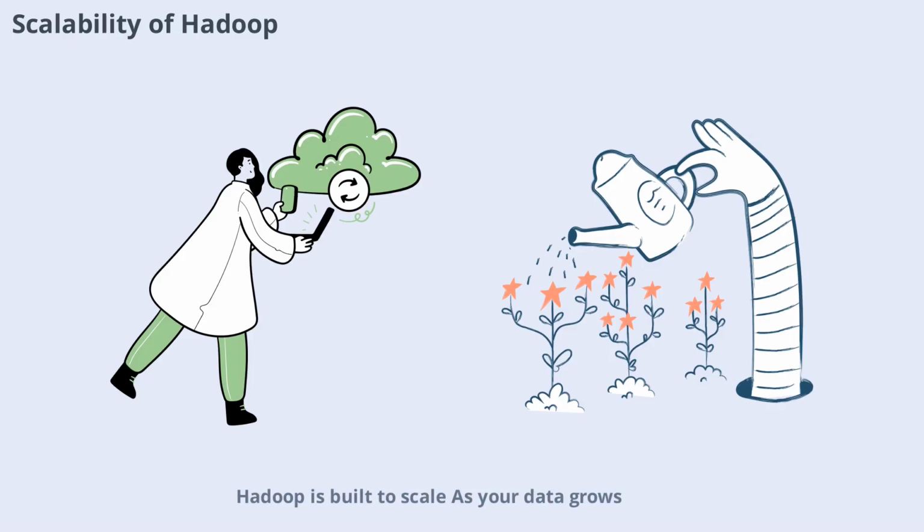Hadoop is built to scale. As your data grows, you can simply add more machines to the cluster. HDFS and MapReduce automatically take advantage of the new resources, distributing storage and computation across all available nodes. This horizontal scalability is a key reason why Hadoop is so popular for big data projects.